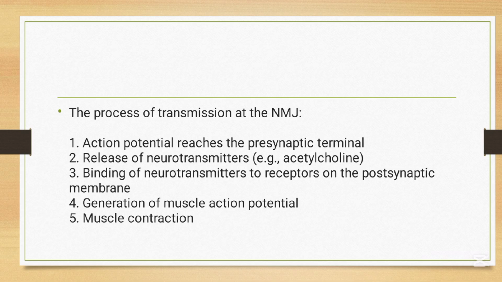What is the process of transmission at the neuromuscular junction? Number 1 is action potential reaches the presynaptic terminal. Number 2, release of neurotransmitter, for example, acetylcholine. Number 3, binding of neurotransmitter to receptors on the postsynaptic membrane. Number 4, generation of muscle action potential. And number 5 is muscle contraction. So this is the basic process that we see in neuromuscular junction transmission.